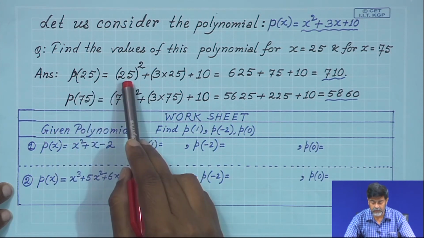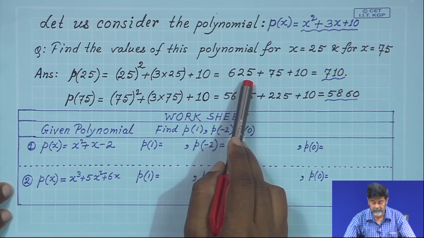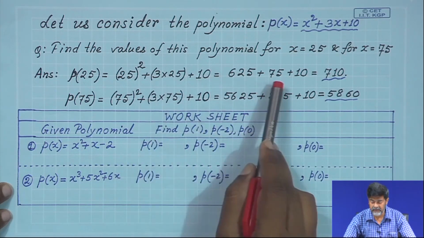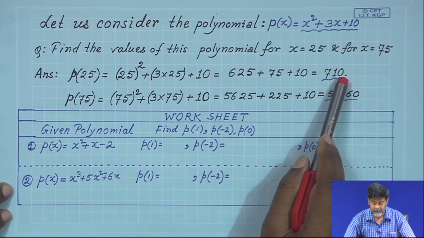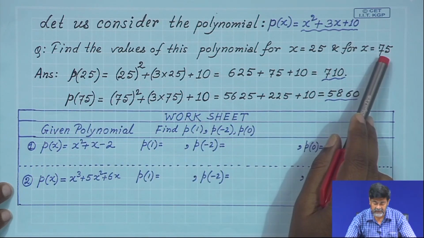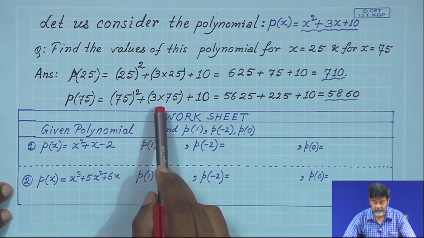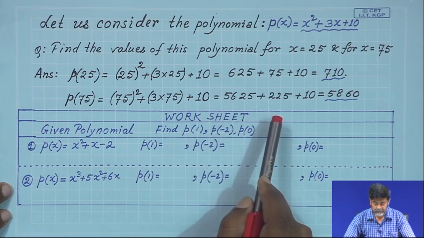And we will have to calculate 25 square. Do you know the value of 25 square? Yes, sir. It is 625. 625, and 3 into 25 will give 75 and plus 10, and the result will be 710. This is the value of p(25), and for x equal to 75, it would be 75² + 3 into 75 + 10. Okay. Yes, sir.